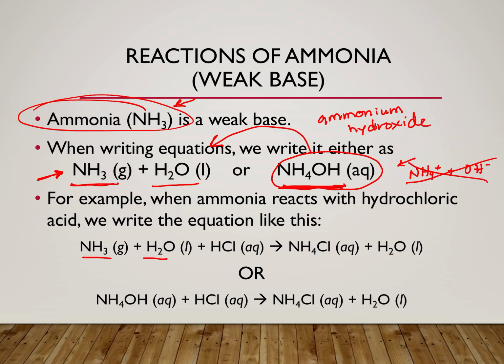We can write ammonia plus water, right? Again, anytime you see ammonia, add the water in there, plus our hydrochloric acid will give you ammonium chloride and water. Or you can write it as this. Okay, so we have ammonium hydroxide, right? Our hydrated ammonia plus hydrochloric acid gives you ammonium chloride and water.